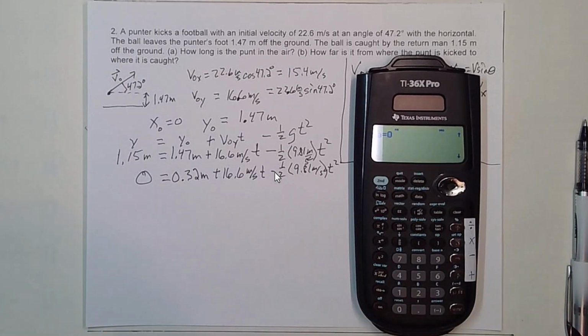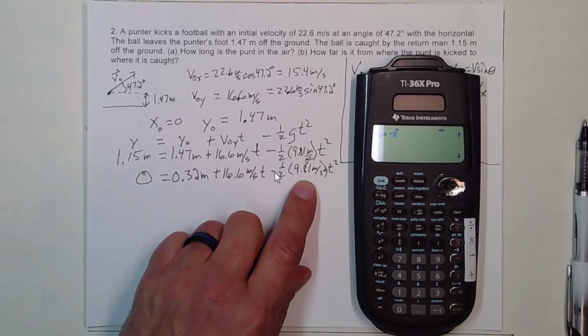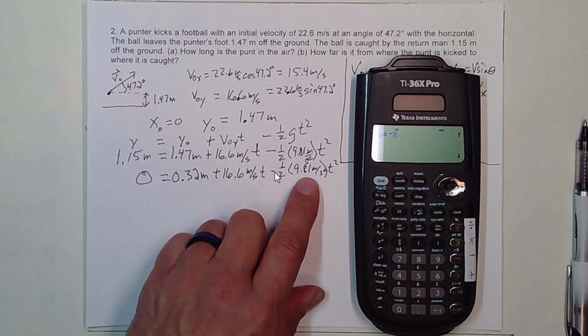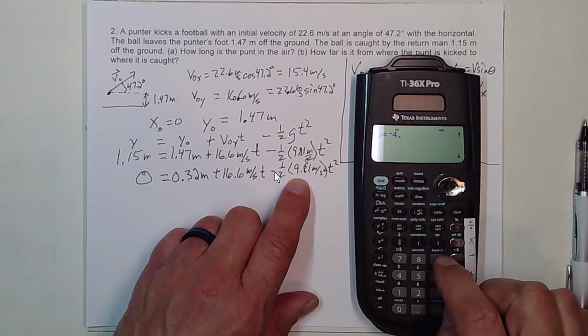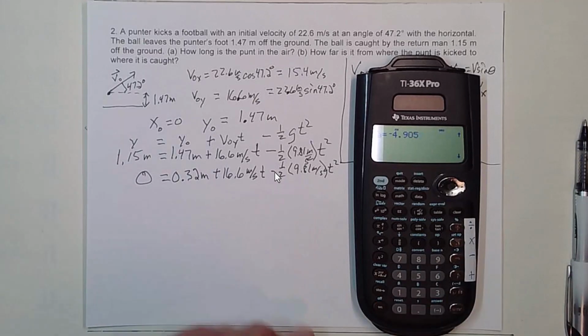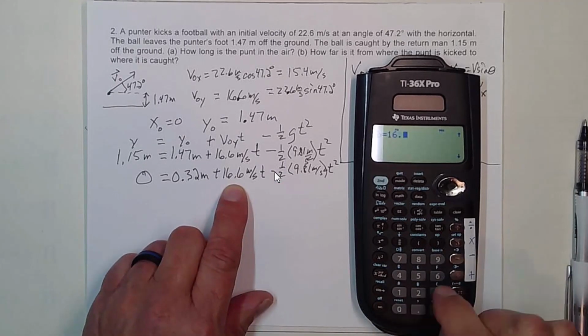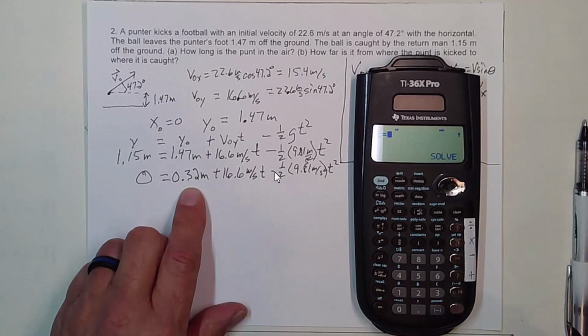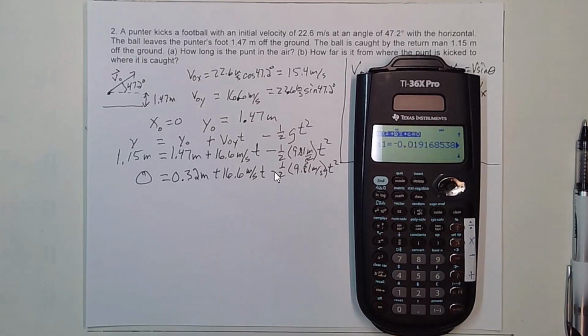Okay, a is the coefficient of the t squared term, and it's going to be minus 9.81 times 1/2, that would be 4.905, and I'm going to keep that 4.905, although it probably won't matter. You could round it to 4.91 if you wanted to. Enter. B is 16.6. Enter. C is 0.32, and solve.